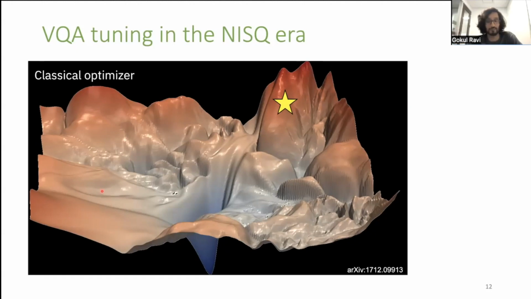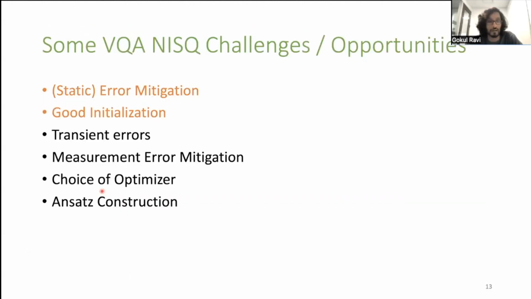And so these are the kinds of challenges we are interested in tackling in the near and intermediate term for variational algorithms. So the first two are what I just mentioned, static error mitigation and good initialization. These are a couple of opportunities for VQA in the NISQ era. There are also other aspects like transient errors. I differentiate this from static error mitigation, because static errors are error components which are statically present in your system. You still don't know what they are. You need to learn their particular behavior, but they are reasonably stable over time.